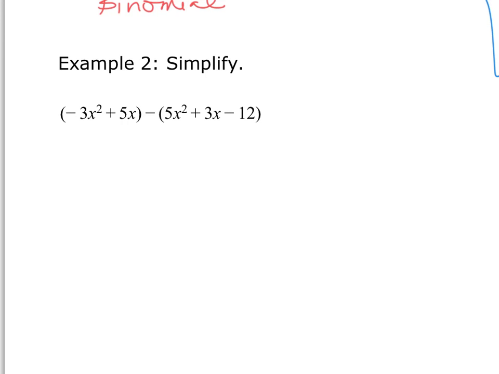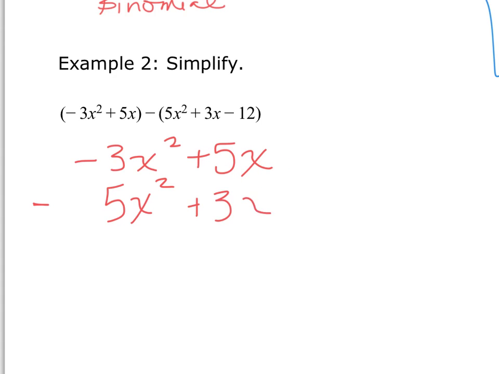All right. So I'm going to start with negative 3x squared plus 5x minus negative 5x squared. So I'm going to go and find where I have an x squared and stack underneath that. So I have 5x squared plus 3x. I'm going to stack that underneath the x minus 12.